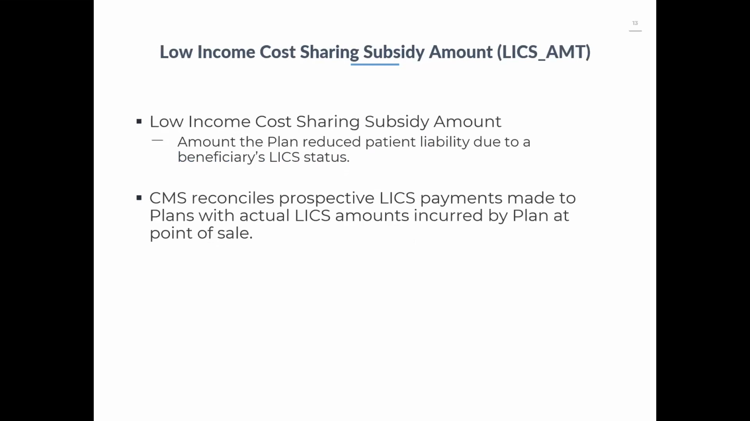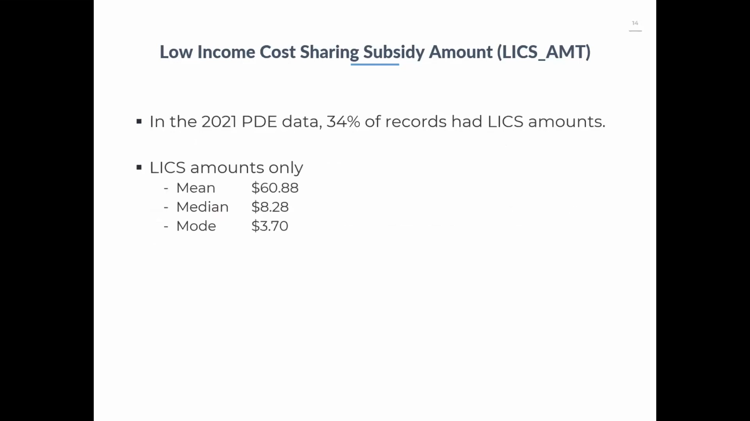It's kind of like the accounting eventually shakes out at some point in the year, and it's reconciled with CMS after the point of sale. So in 2021, 34% of records in the PDE had an LICS amount. And the mean amount was $60.88. The median was $8.28, and the mode was $3.70.